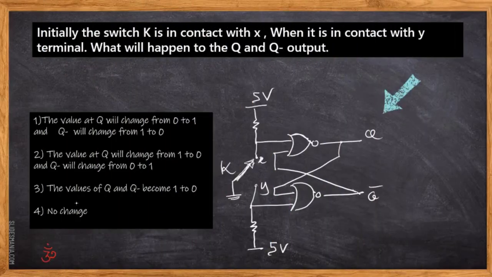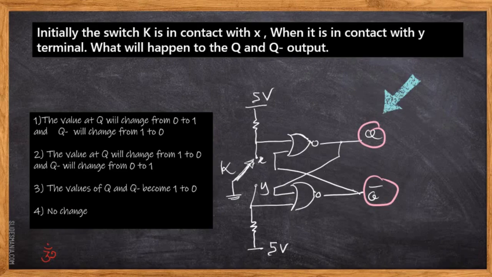Let's do it now. Initially the switch K is in contact with X. When it is in contact with the Y terminal, what will happen to the Q and Q bar output? Just try the question. This is just a statement question. Just go through the answers and you will find it. For that, you need to know the truth table of the SR flip-flop. Try the question first.